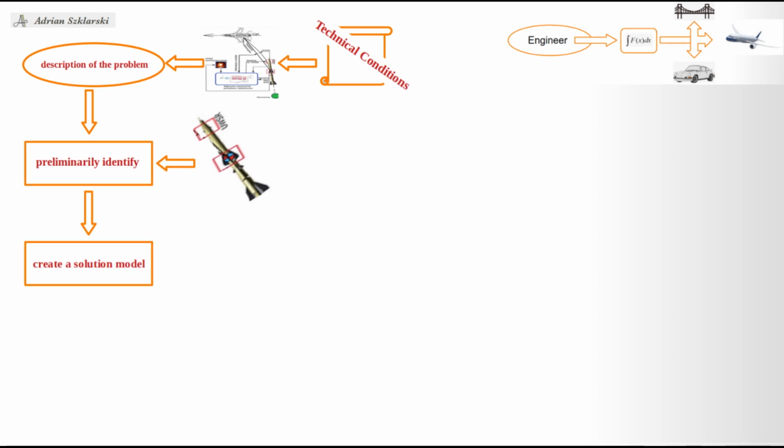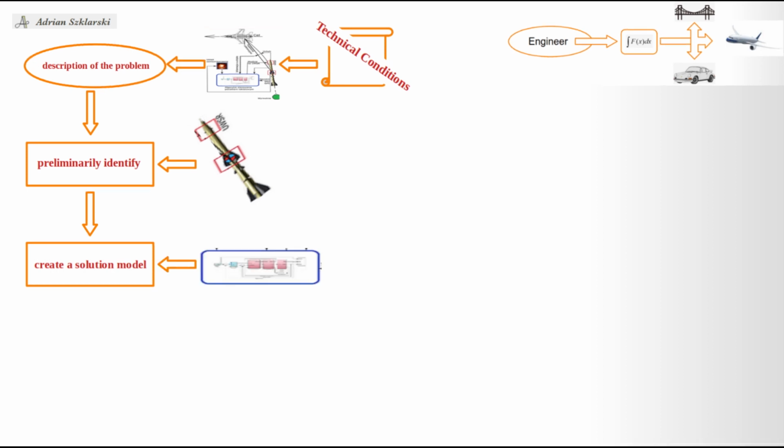Then we create a solution model for the problem posed, along with assumptions and constraints. Here, for example, there can be a proposal for a proportional control algorithm, and constraints of which may be the structural capabilities of the rocket and thus its maneuverability.